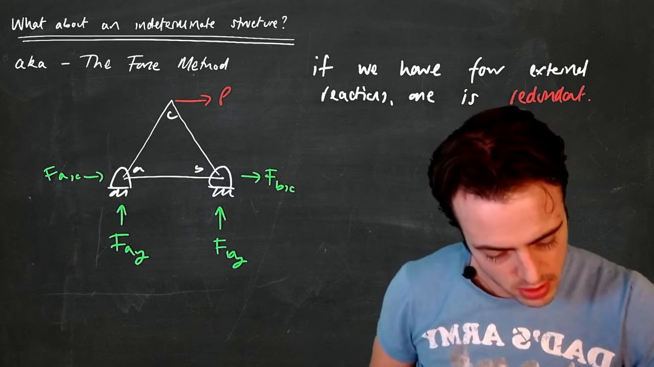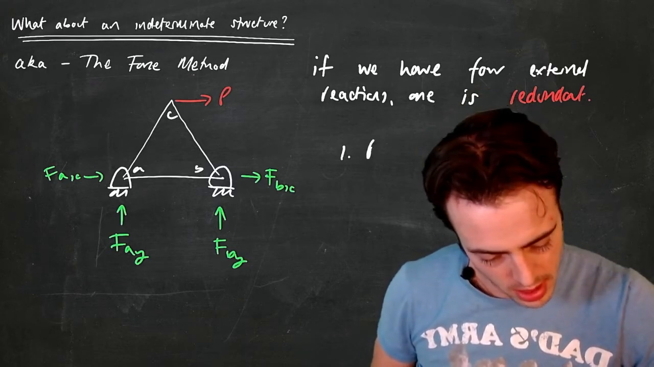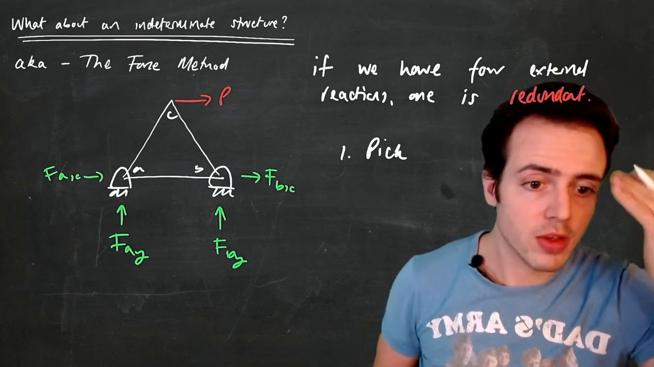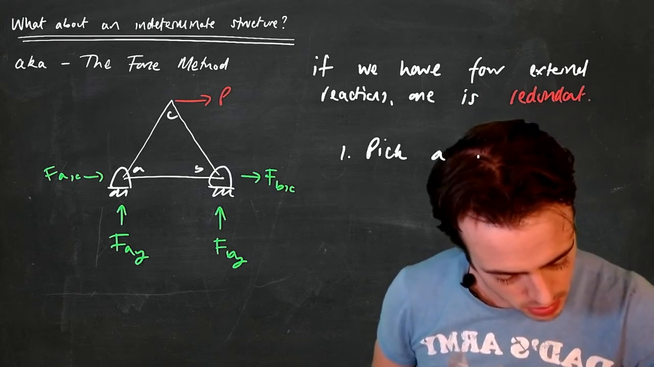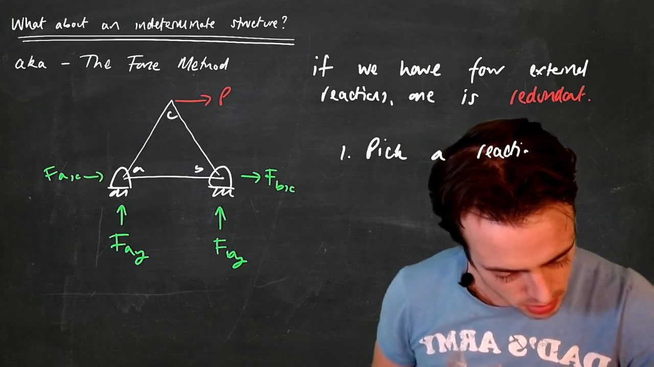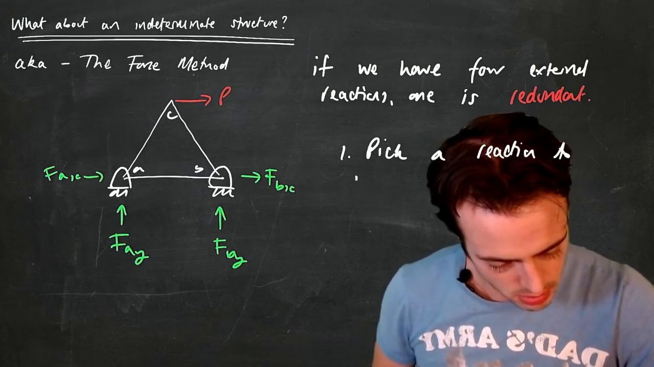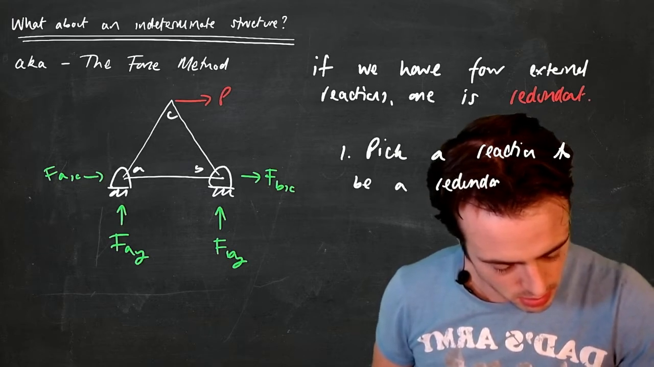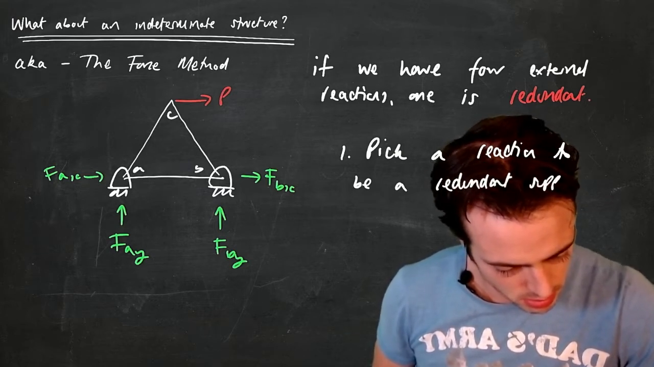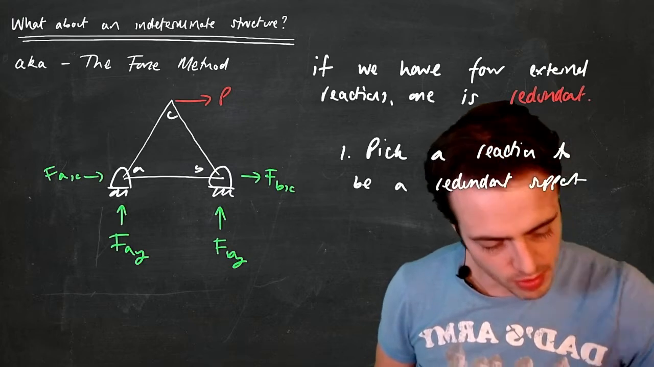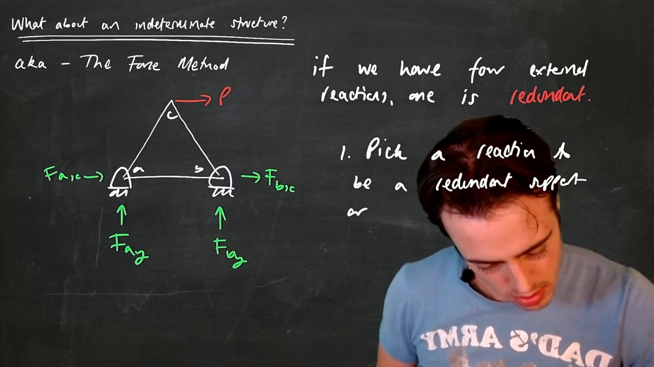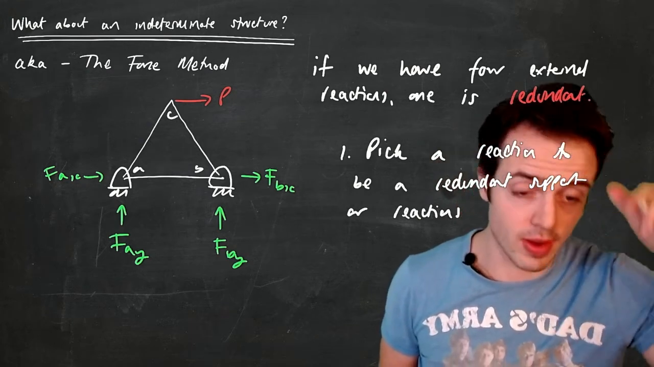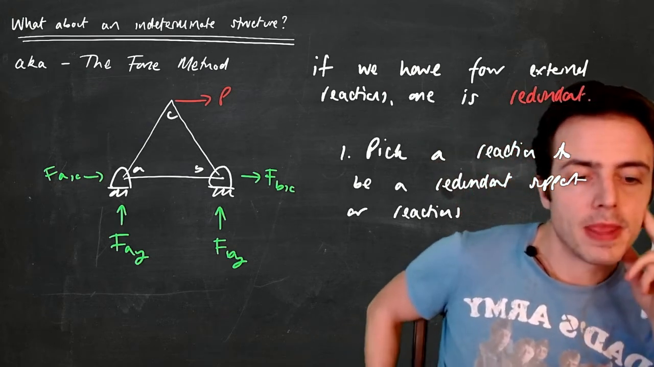So I'm going to go through the steps that we utilize for the force method. Step 1 is to pick a reaction to be our redundant support. Redundant support or reaction, I'm using those terms a little bit interchangeably.